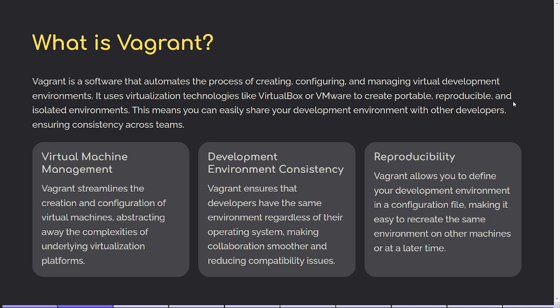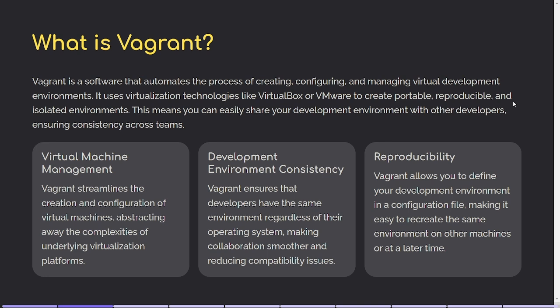consistency across teams. So, VMM or Virtual Machine Management: Vagrant streamlines the creation and configuration of virtual machines, abstracting away the complexity of the underlying virtualization platform. Development environment consistency: Vagrant ensures that the developers have the same environment regardless of their operating system, making collaboration smooth and reducing compatibility issues.